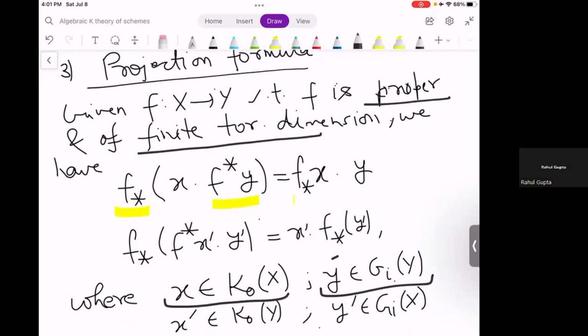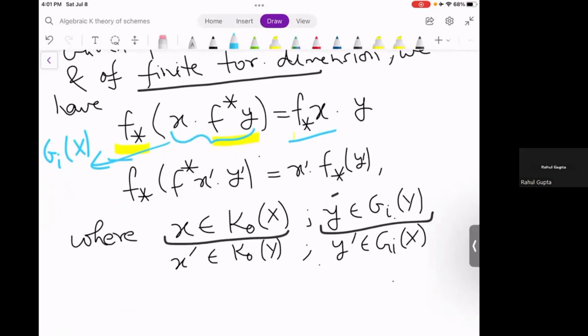I take the product. This thing is happening in GI of X with this product structure, and then push it forward to GI of Y. Same thing if I push forward my K naught class and then take the product with Y in GI. And same thing happens when I do the other way around. Is it okay? So this is how you should think in any cohomology when there's a pullback and push forward between two cohomology theories and homology theories. This is how they should interact with each other.